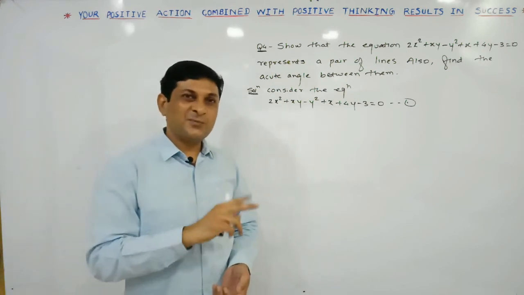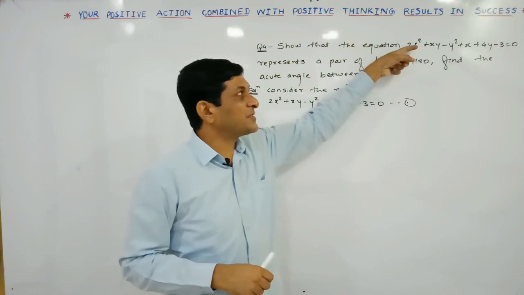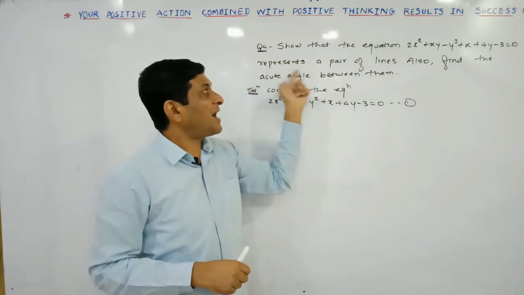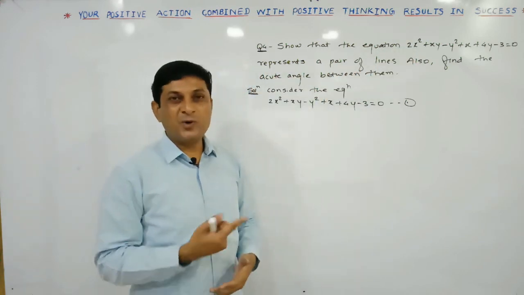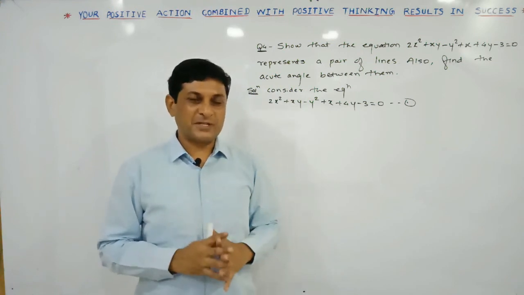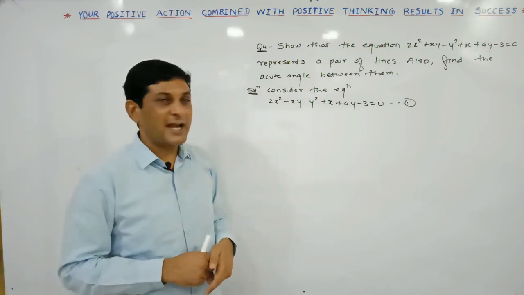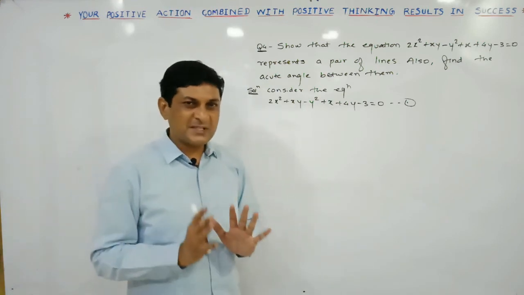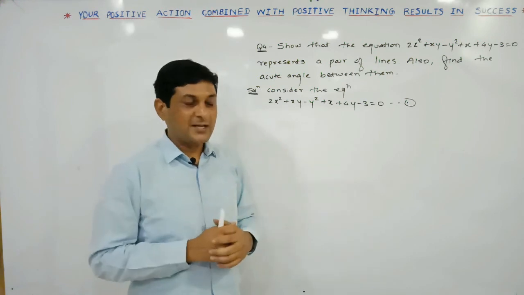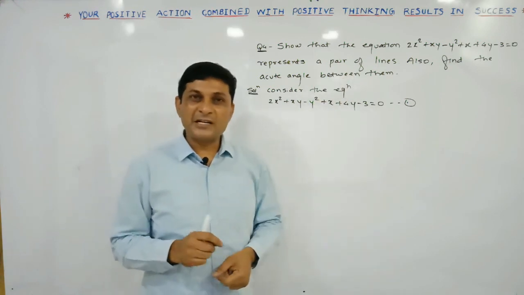Now see question number 4. In this question also, we have to show that the lines represented by this general equation are a pair of straight lines. Means we have to show that this general equation of second degree in x and y represents a pair of straight lines. And the second part of this question is to find the acute angle between them. So first let us try to complete the first part. So consider the given general equation. Now we are trying to show that it represents what?